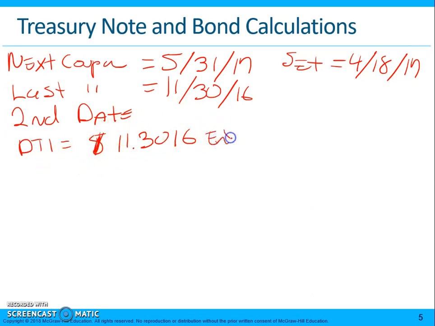You hit enter, then you go down arrow, and then DT2, you're going to enter 5.3117. You have to be very specific. So all this comes down, you're going to hit enter, and then the down arrow, and you'll see DBD there.